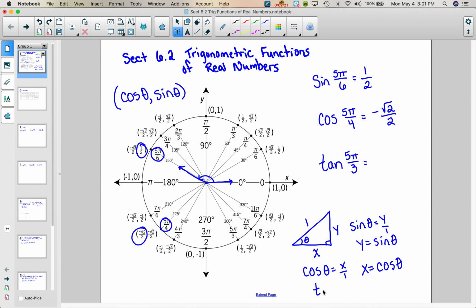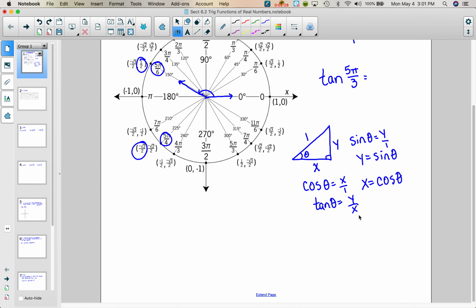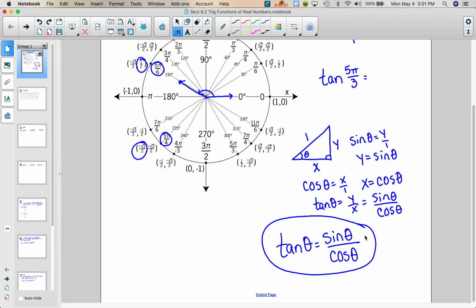But what about tangent? Well, notice that tangent is opposite over adjacent. So it would be y over x. But remember, we just said y is sine theta, and we just said x is cosine theta. So we just proved something that's actually called an identity. An identity is an equation that is always true for all values of theta. So we just proved this identity. And that's what we're going to do to find tangent.